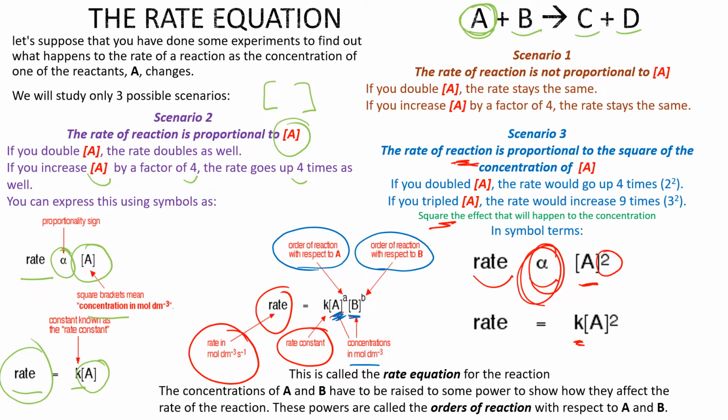The concentrations of A and B have to be raised to some power to show how they affect the rate of reaction. So this power, which is representing the order of the reaction, is reflecting how the change in concentration of the reactants will affect the rate. These powers are called orders of reaction with respect to A and B.